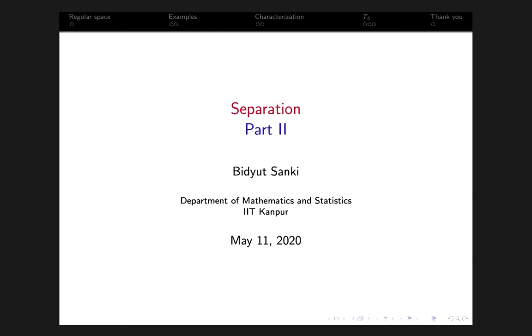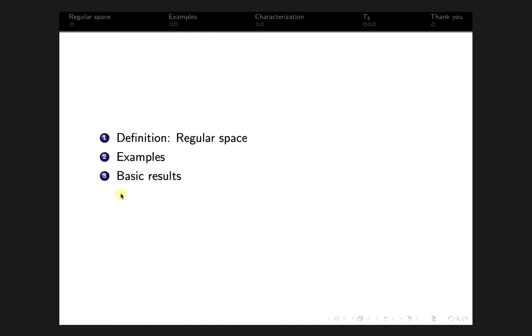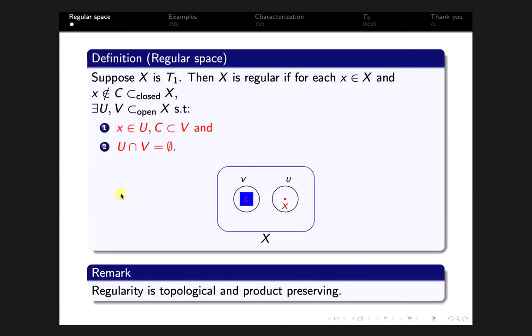Recall the T2 axiom, namely, separate every two distinct points by open sets. Recall X is Hausdorff if for every two distinct points x not equal to y in the space X, there exist disjoint open sets containing x and y. Okay, so now we define regular spaces.